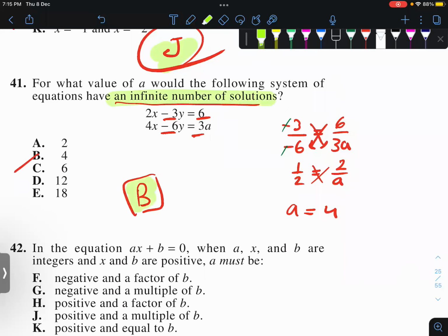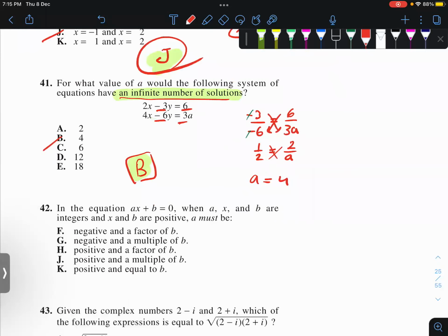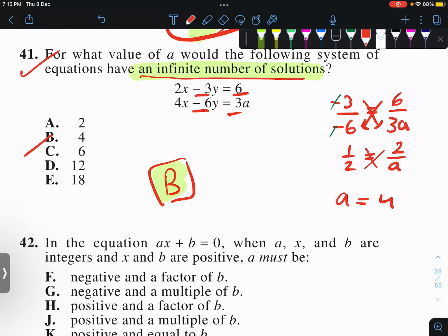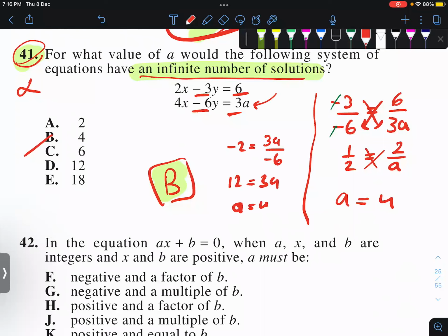Infinitely many solutions, same slopes, the same y-intercepts, or do it the way that I used. Is it true with you? Again, when the system has an infinite number of solutions, we should know that same slopes, the same y-intercepts. So y-intercept of the first equation is 6 over -3, which is -2. This is another way. And the y-intercept from the second equation is 3a over -6, and so on. So we have 12 is 3a, and the a is equal to 4. Or use this way, it's up to you.